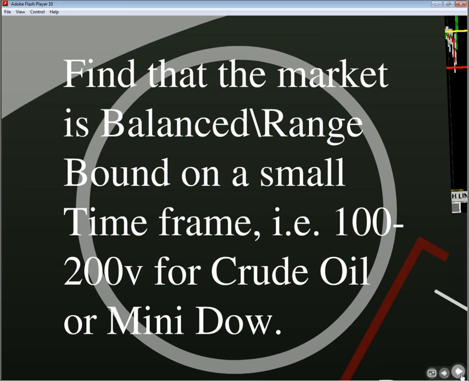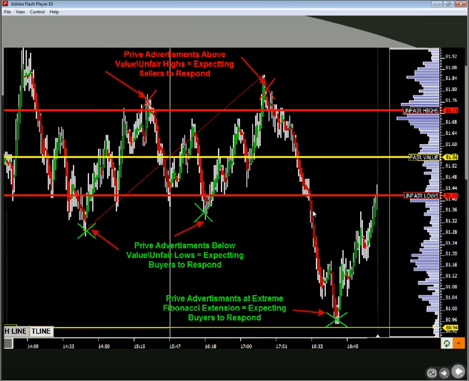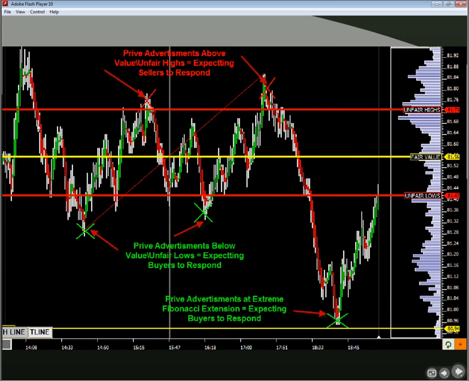So let's just focus, for example, we're looking at the crude oil or the Dow. We usually look at a 100 or 200 volume chart. So let's just see what a range would look like. So let's just say this is crude oil. So maybe what we'll do is mark up the fair value price, which is the middle of the range, the unfair highs, the unfair lows.